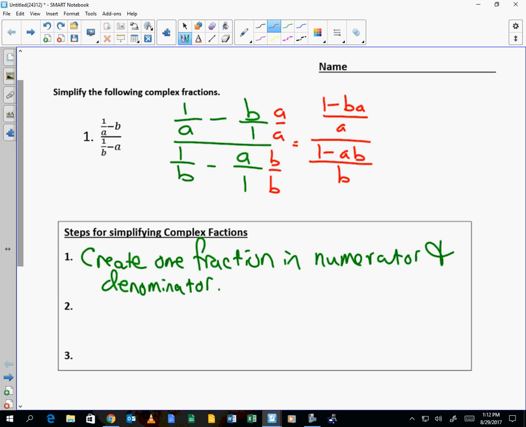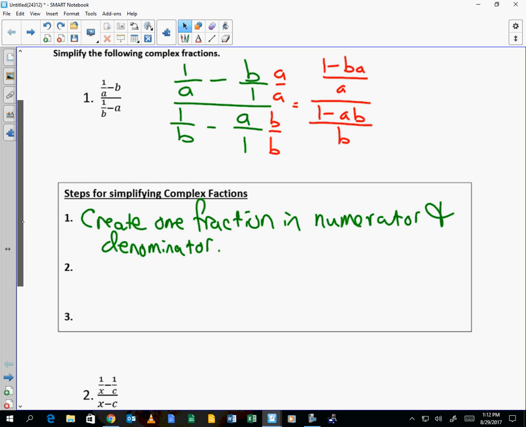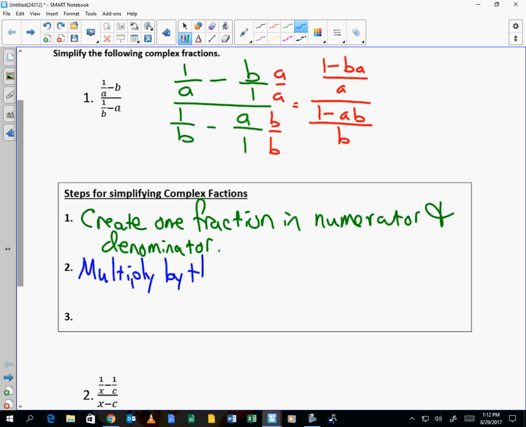So now I have one fraction in the numerator, I have one fraction in the denominator, and that brings me to my second step. My second step is to multiply by the reciprocal. Another phrase that many teachers use is invert and multiply. Invert means to take the reciprocal and multiply. But we're going to do that here. We'll cross that off and multiply by its reciprocal, which will be b over 1 minus ab.